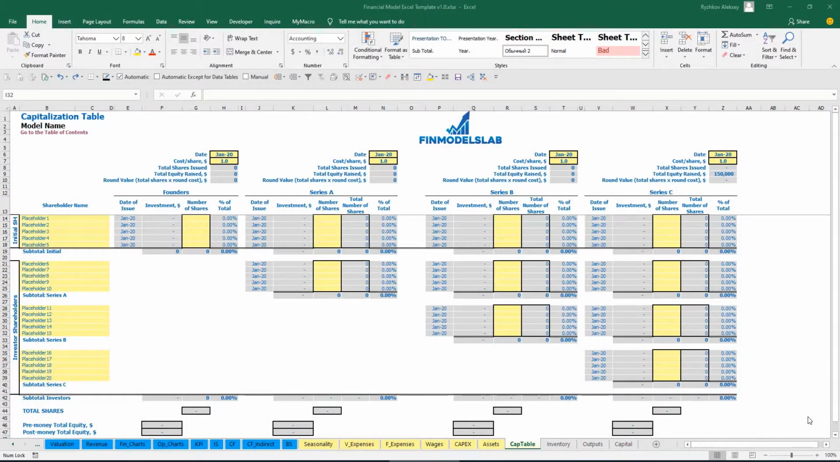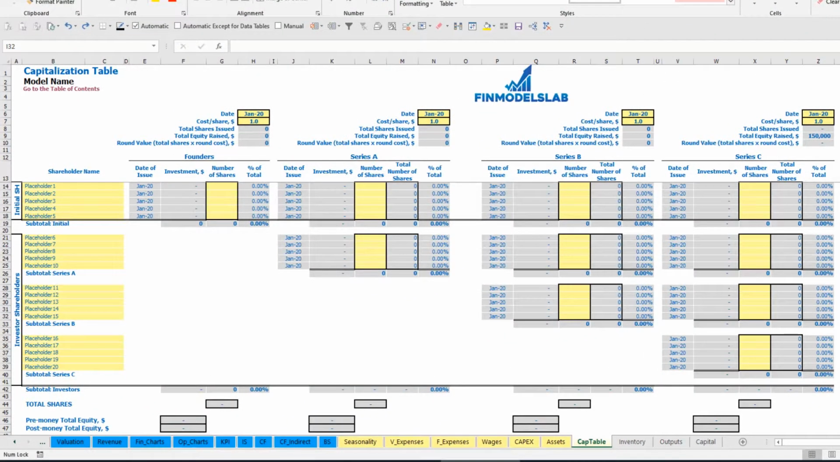For the capitalization table, you can input different founders and investors' contributions, broken down by different dates of funding, with different cost of share for each series, and you can see the dilution of shares after each round, and pre-money total equity and post-money total equity. Let's pretend that we have two founders, founder 1, founder 2.